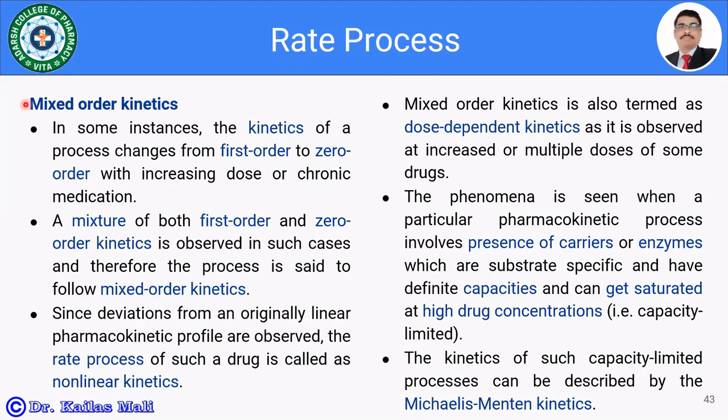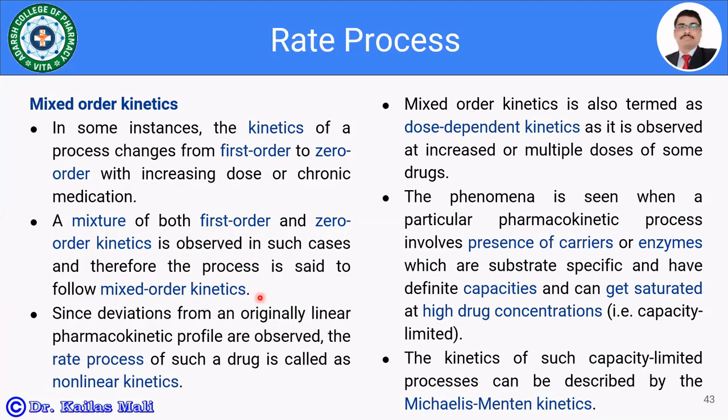Always it is not possible that the processes or reactions, generally biological processes, follow zero order or first order. There may be a mixture of the first as well as the zero order when we are increasing the dose, or whenever there is chronic medication, isn't it? The mixture of both first order and zero order kinetics is observed in some of these cases, and in such cases it is said to follow mixed order kinetics. There is a mixture of first and zero order.